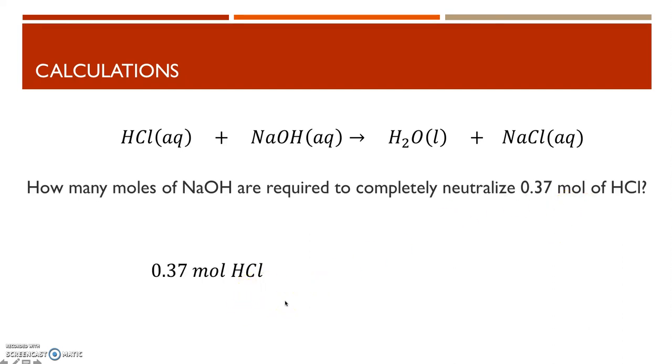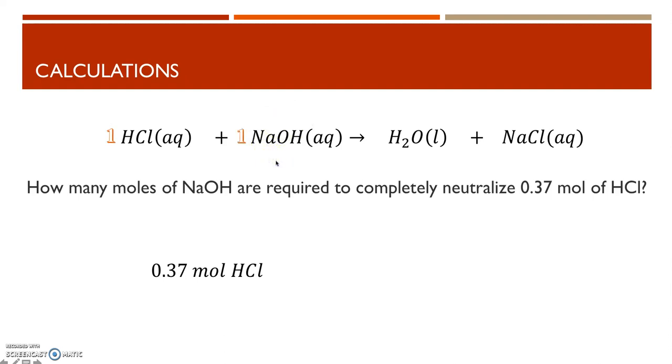We're going to convert that into an amount of sodium hydroxide by using the balanced chemical equation. Now, what about the balanced chemical equation? We're going to use the coefficients for each one of these species. So I want to convert between hydrochloric acid and sodium hydroxide. Hydrochloric acid has a coefficient of 1. Sodium hydroxide has a coefficient of 1.